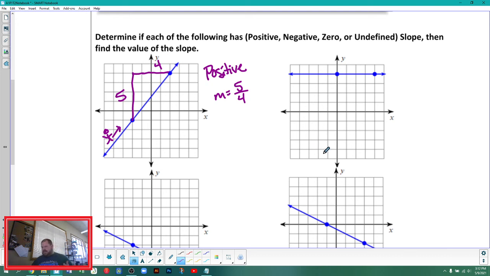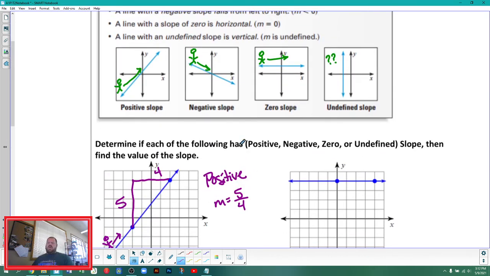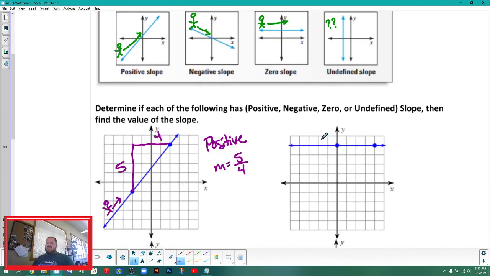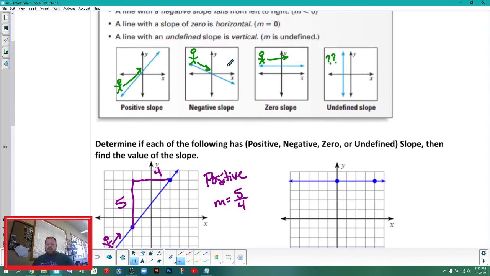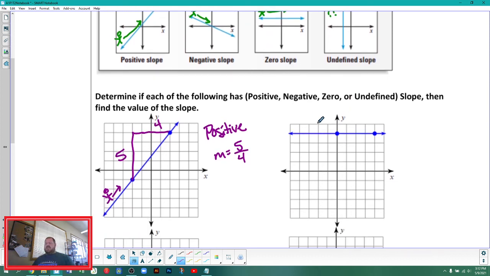But let me put it this way with this type of a problem. Finding the positive, negative, zero, undefined, take your mental image of this first one. Which one does it most closely match up with up here? It's going upwards. This one's going upwards. That means it's positive. Okay, the second one, it's going flat. I don't remember if that's zero or undefined. Oh, look, this one's going flat and it says zero. So this is a zero slope.